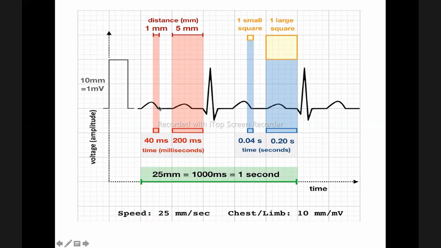It's simple mathematics. It's just, okay, so how many small boxes? There are 5 small boxes. So it means that represents 5 times 0.04 seconds. So it represents 0.2 seconds. So my PR interval is normal. So if the PR interval is normal, it means that there is no first degree heart block. Okay? So that's how you can make your inferences.